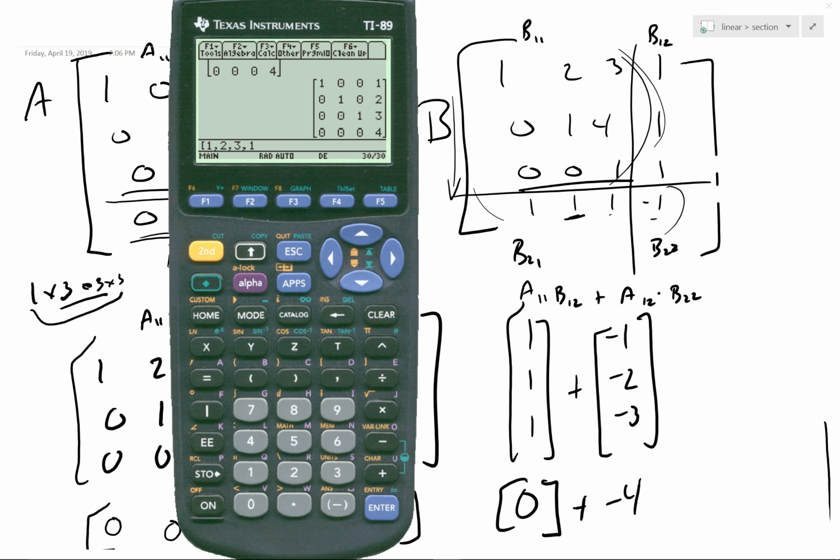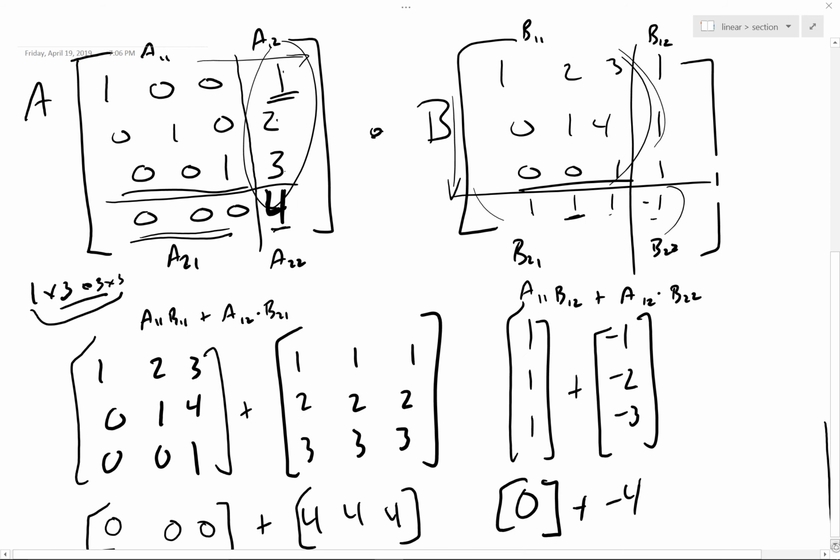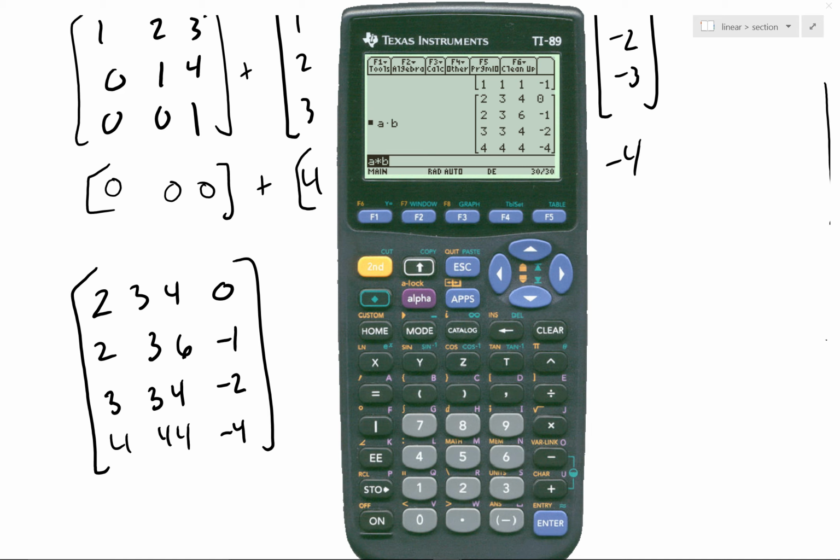Oops, that's not a semicolon, you moron. Semicolon, there you go. 0, 1, 4, 1. Semicolon 0, 0, 1, 1. Semicolon 1, 1, 1, negative 1. Cross your fingers. Store matrix B. Alpha A times alpha B. Cross your fingers. 2, 3, 4. Whoa, where's my answer? I forgot what my answer is. Come back. 2, 3, 4, 0. 2, 3, 6, -1. 3, 3, 4, -2. 4, 4, 4, -4.